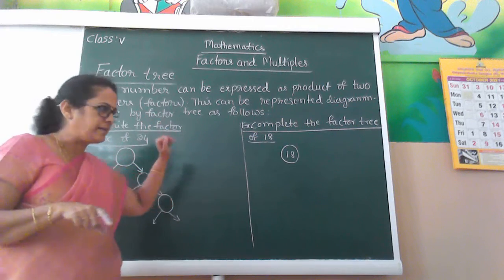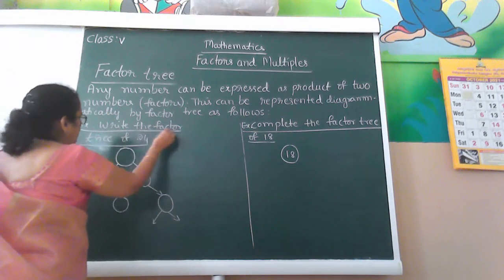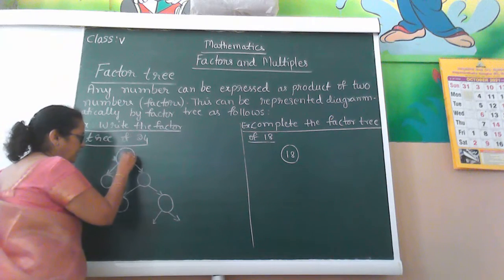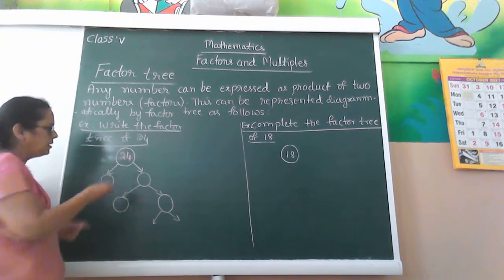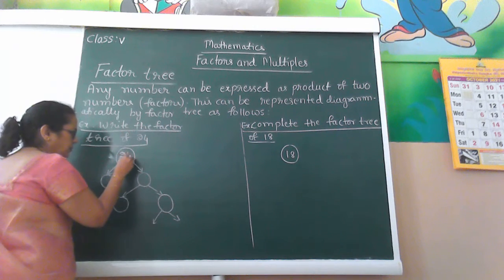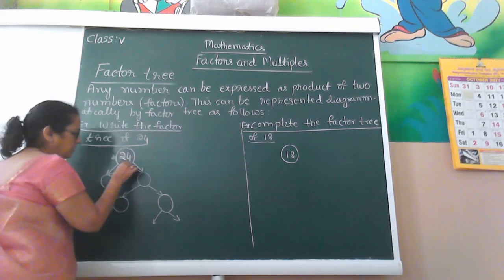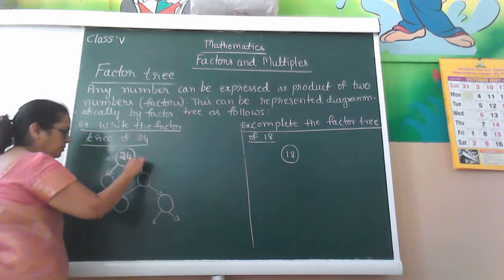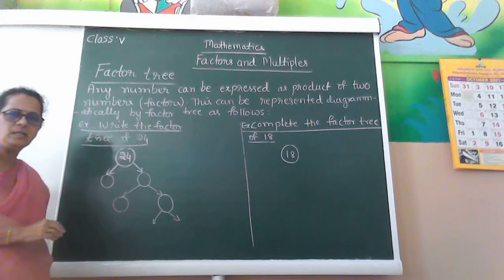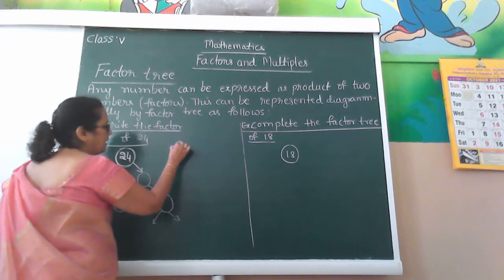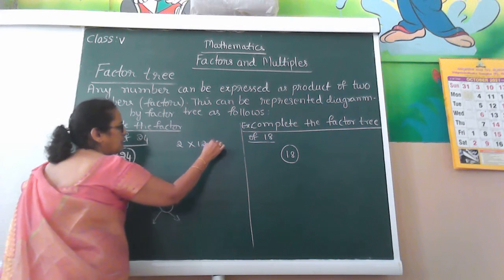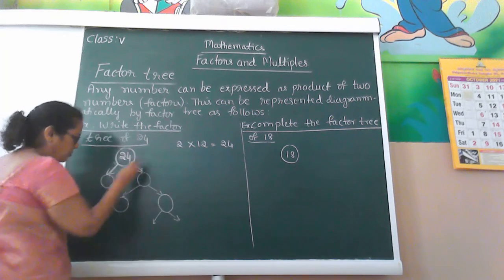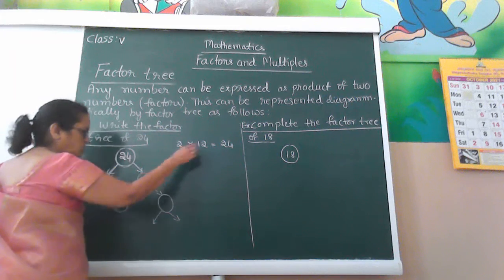Okay, first let us look at an example. Write the factor tree of 24. See here, just write 24. Here it is, 24, in a circle. Now, to get 24, we have to multiply two numbers. Let us multiply by 2. 2 12s are how much, children? It is 24, isn't it? So write this 2 here and 12 here.